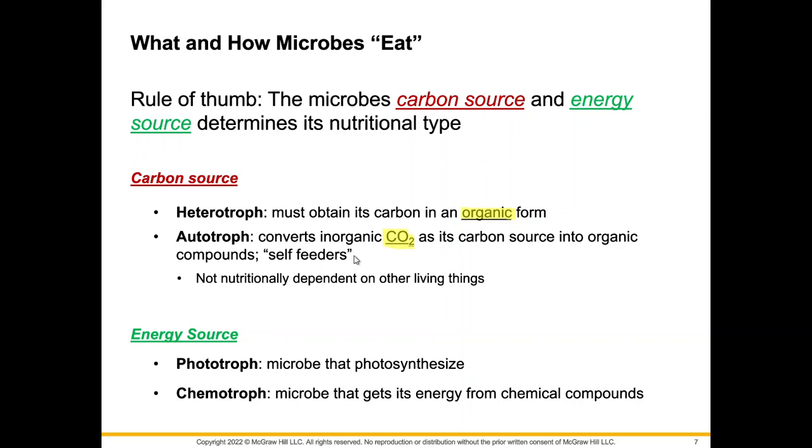Like, for example, this isn't a microbe, but plants. We're very well aware that plants make their own food. So they are autotrophs, and more specifically, photoautotrophs, because they get their energy from the sun. All right, so their energy source is another category here that determines nutritional types. Phototrophs are organisms that can photosynthesize. So they get their energy from the sun.